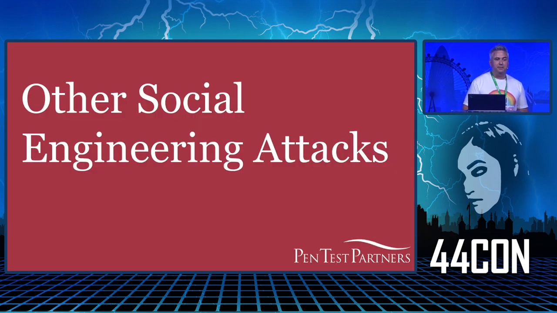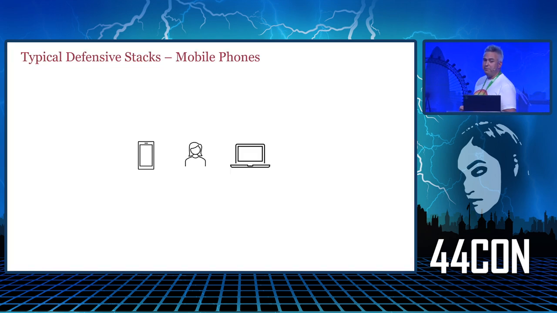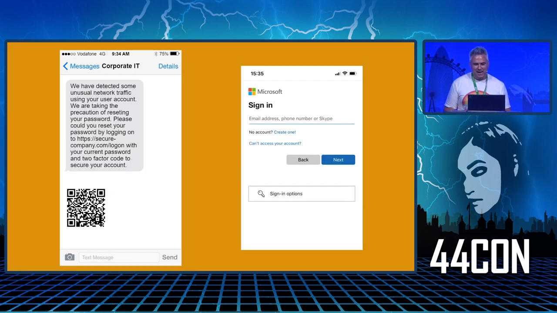But there are, of course, other social engineering attacks we can do, which we haven't necessarily thought of, because it's not all about attacking infrastructure. We've got mobile phones, and if we look at a defensive stack of a mobile phone, well, it's just the person in the middle, which is not ideal. Which is quite convenient for us, though, but not ideal for defenders. So smishing does still work. Less so, actually, I've noticed recently.